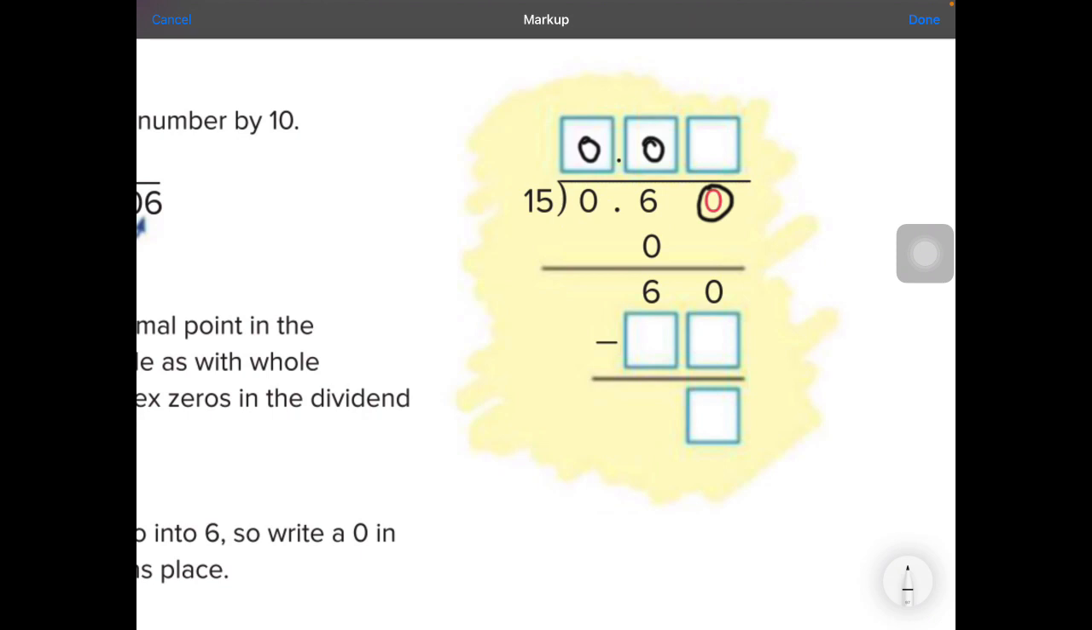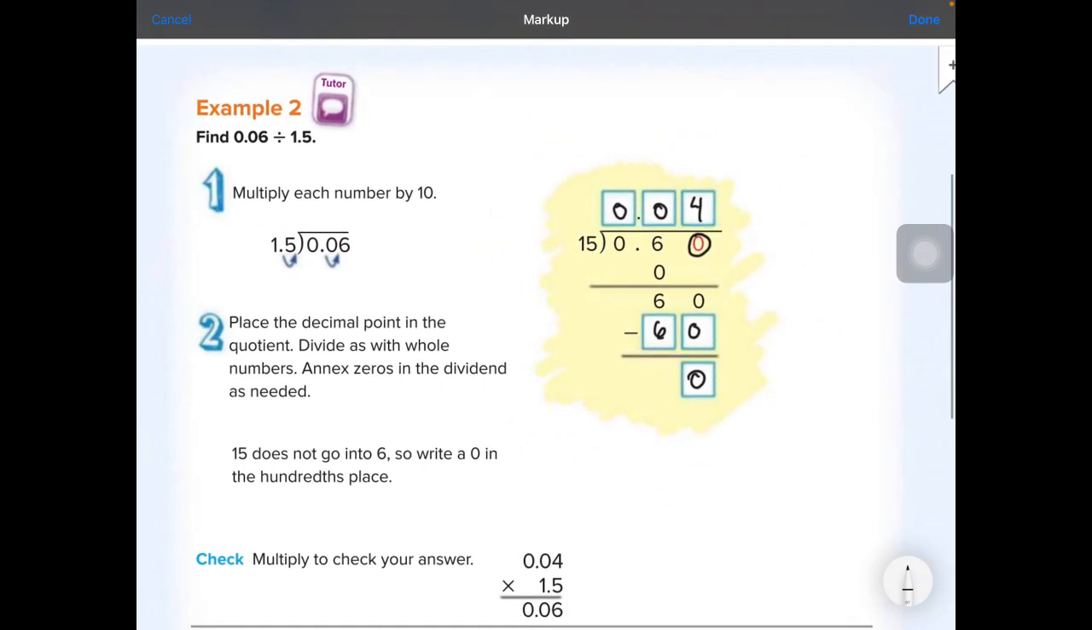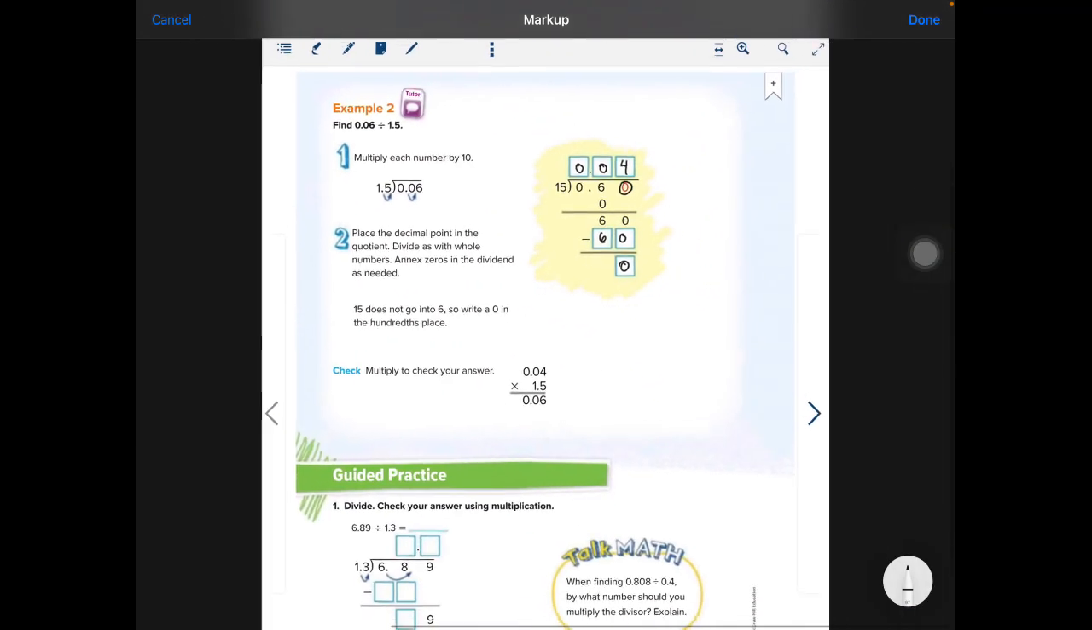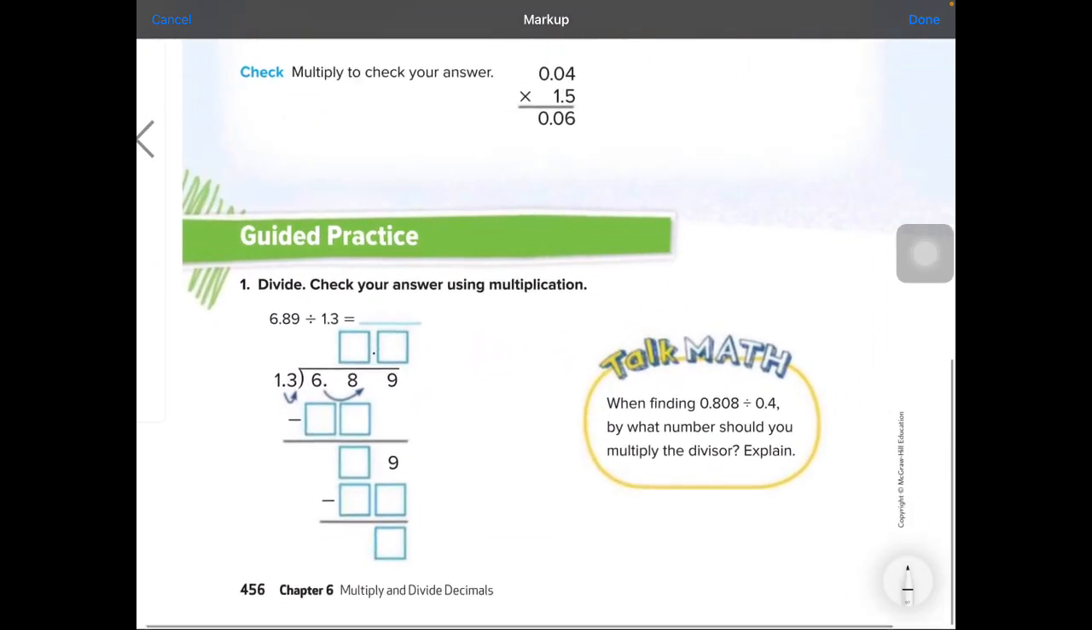So 15 will not go into 0. So we say 0. 15 will not go into 6. So we're going to say that's a 0 too. But 15 will go into 60, but we have to add this extra 0 right here. So 15 will go into 60 about 4 times. So 4 times 15 is 60. 60 minus 60 is 0. See how they figure that out? When you've got decimals like that, you can just keep adding zeros at the end, and you will eventually figure out some sort of answer.